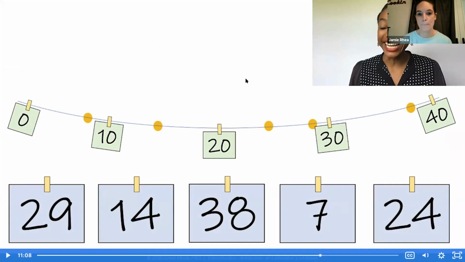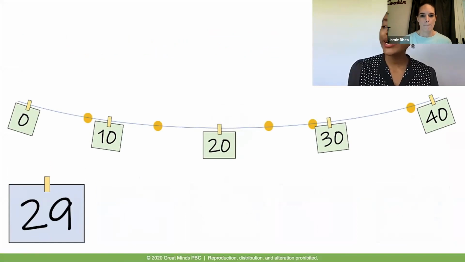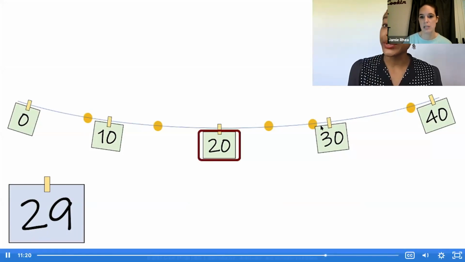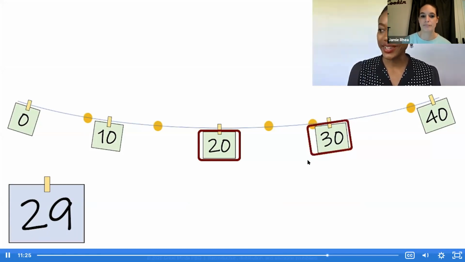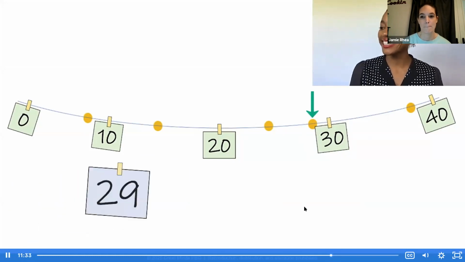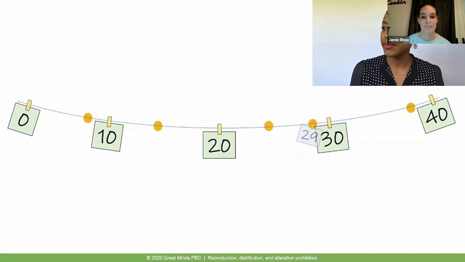Here we go. Let's start with 29. Where do you think 29 belongs on my clothesline? Is it going to go on this dot? Well, 29 is greater than 20, but it's less than 30. So it's going to be one of these two dots. Which one do you think it's going to be? I think it belongs on this dot because it's so much closer to 30 than it is to 20.